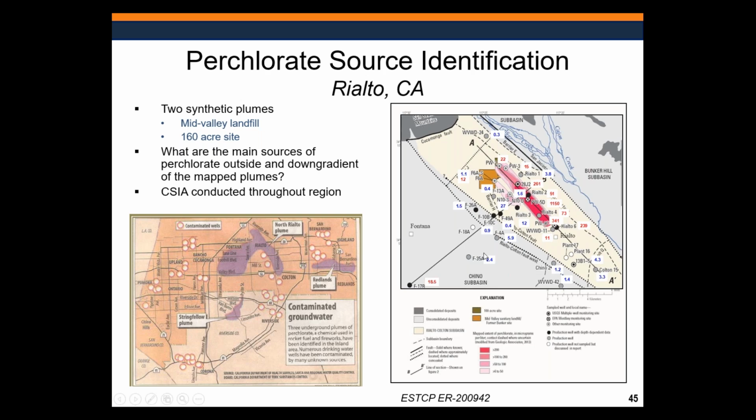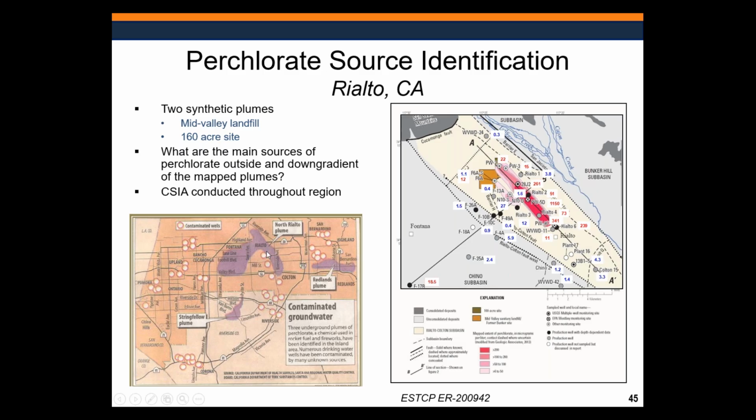And just kind of my last example here, which is really interesting, this is Rialto, California. There were 2 synthetic plumes of perchlorate in Rialto, the Mid-Valley and the 160-acre site. And then they started finding perchlorate down here to the southeast, across a couple of faults, down to the southwest. And the question is, what's the source of that? They kind of understood the flow here, but had this perchlorate impacted these wells? Had it somehow crossed the fault?